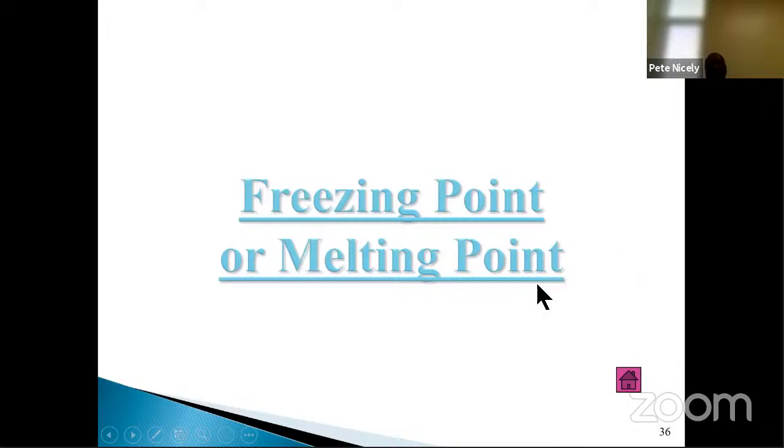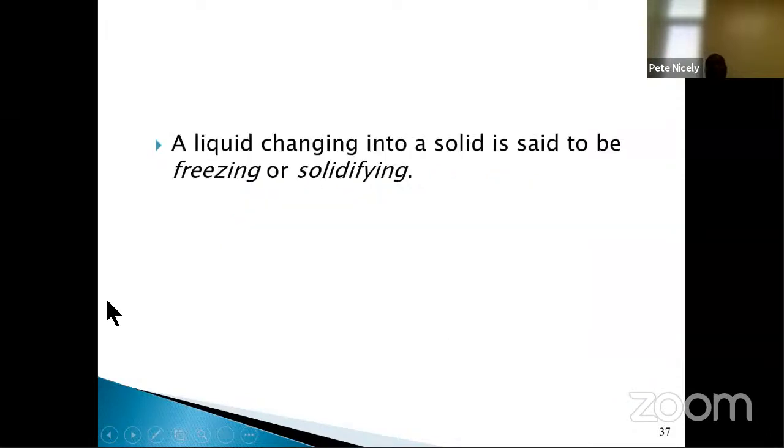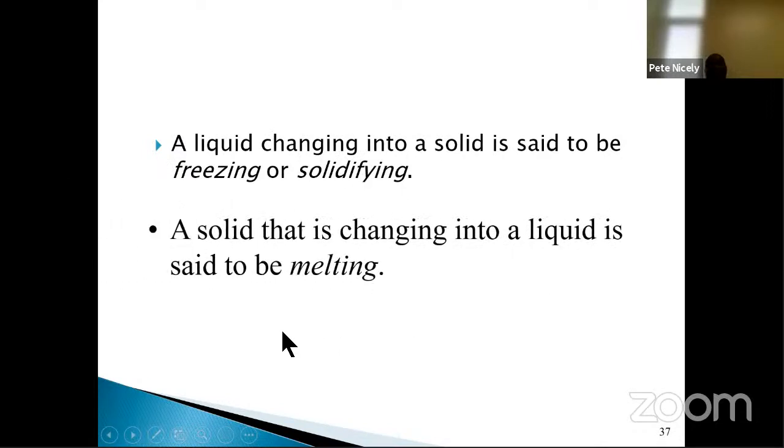So let's talk about what we call a freezing point, which is the same thing as a melting point. So freezing point, melting point, both one and the same. So this has to do with a situation where you have a liquid that is converting to a solid. So you have a change of state. And that process is called freezing or solidifying, right? But if you're doing the reverse, if the solid is changing into a liquid, then that is said to be melting. And both processes will occur at the same temperature, all right?